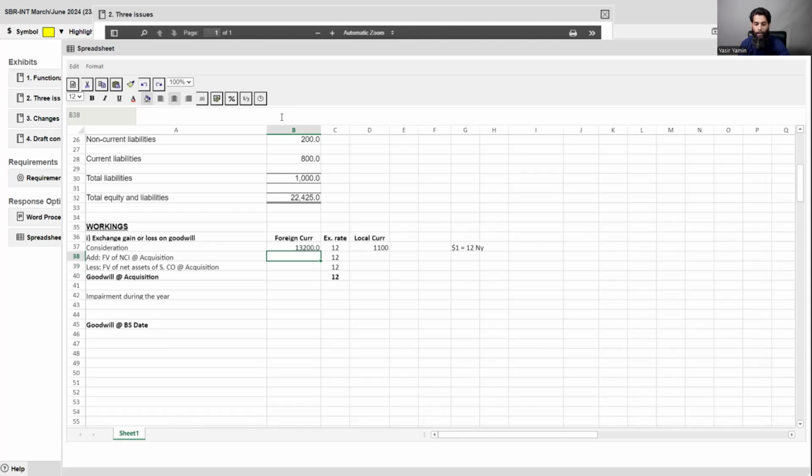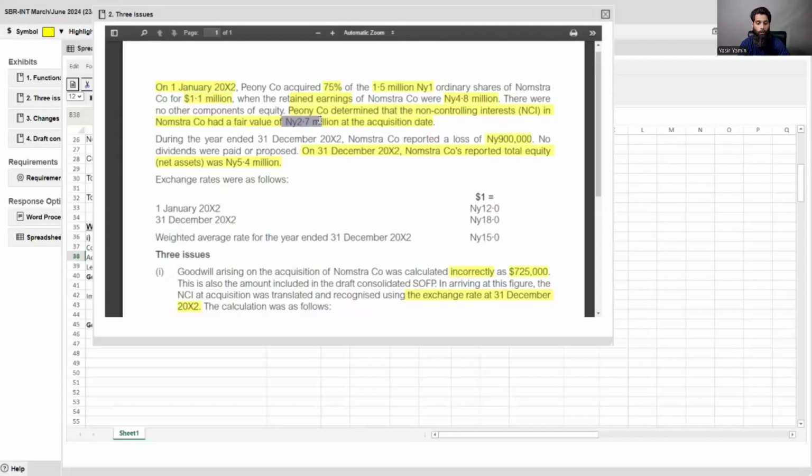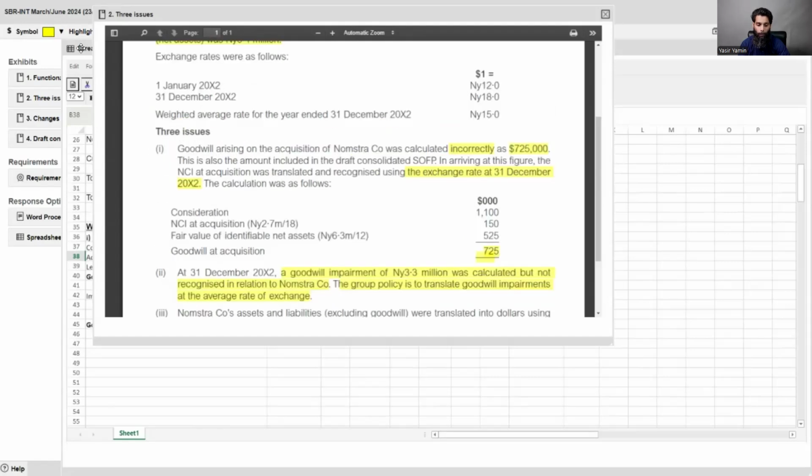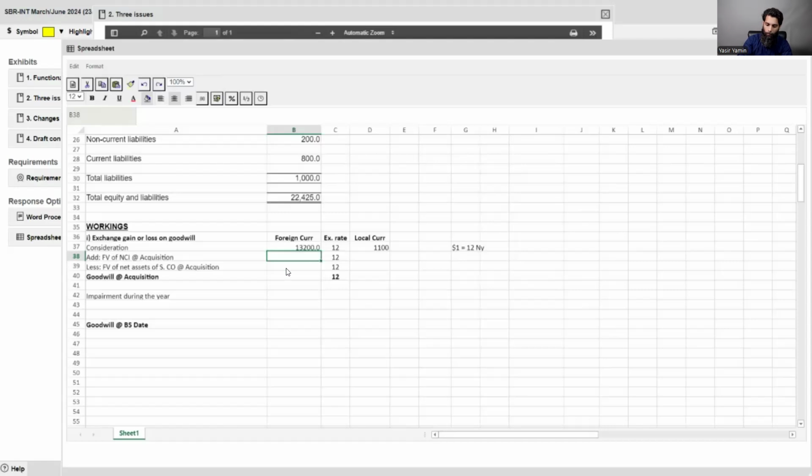Then you need the fair value of NCI at acquisition. We had been provided the fair value of NCI at acquisition as 2.7 and the identifiable net asset value of 6.3. Remember? So this was 2,700 and then there was 6,300. And how do you calculate goodwill? You calculate goodwill at acquisition of 9,600. Make sense? Done?